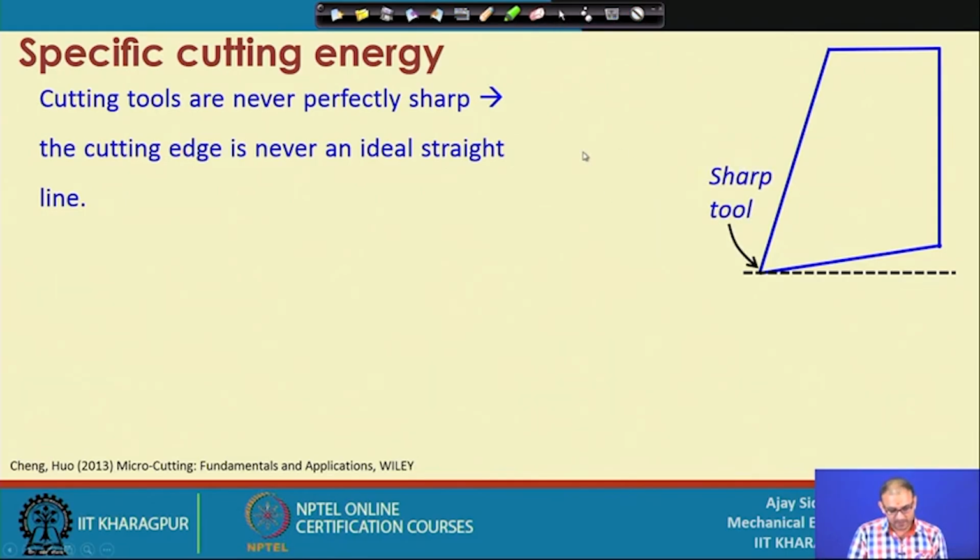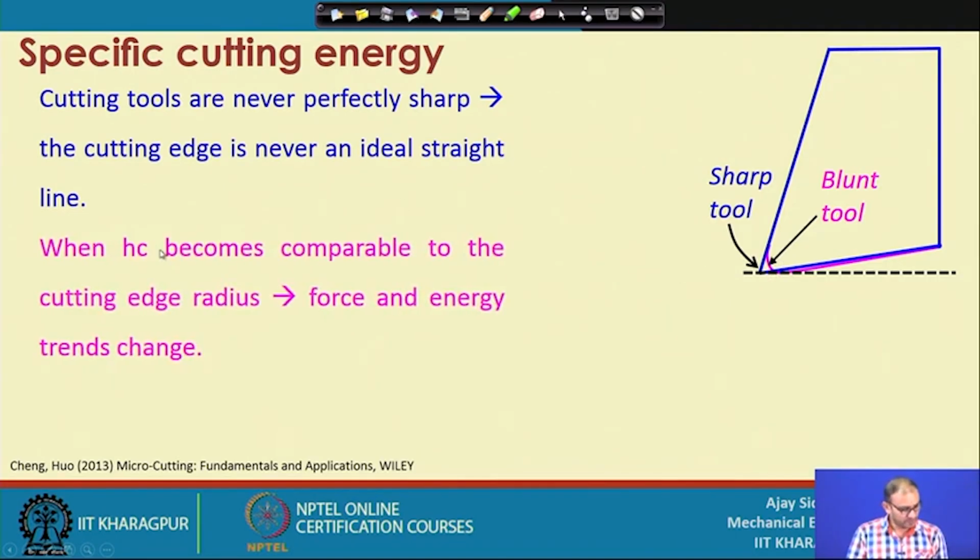Now, if you see, this is the sharp tool and this is the actual tool. Now, if you consider, this is the thing, because now our uncut chip thickness is at micro level. So, we have to look our cutting tool also at the same magnification or the same scale. So, this is what is the actual condition of your cutting tool, correct. So, this is considered as a blunt tool. Now, it depends on this blunt tool that how much it will penetrate into the material and how it will remove the material in form of chip. So, when HC becomes comparable to the cutting edge radius, now consider this is our cutting edge radius, right.